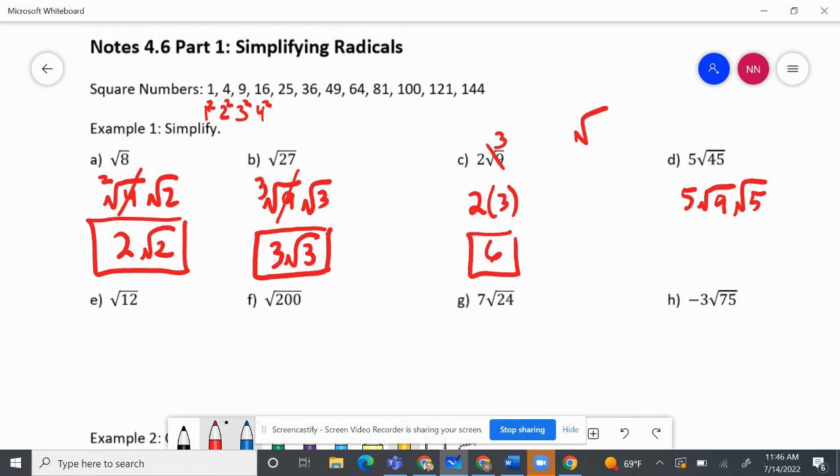Now, some people may say, well, it's also 3 and 15. The problem is that we don't know the square root of 3 and we don't know the square root of 15. So that's why we're choosing 9 and 5, because 9 is one of our square numbers and we know the square root of 9, and that is 3. 5 times 3 is 15, so 15 square root of 5 is our answer. Pause the video and try those next 4 on your own.